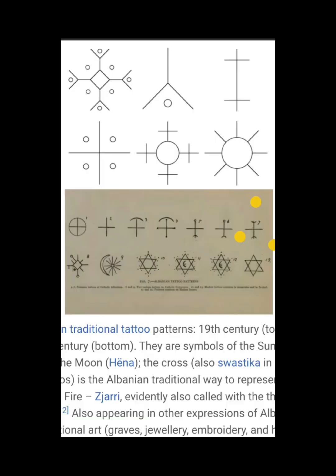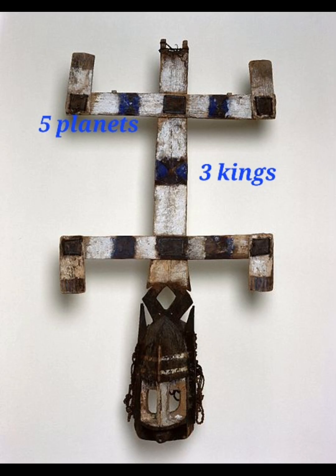Albania even has the 3. It's been recorded all over the world. Back to the Dogon tribe. Notice across the top you see the symbol for the 5 planets you can see with your naked eye. And down the very middle you see the recognition for the 3 that gave them the knowledge of the planets.